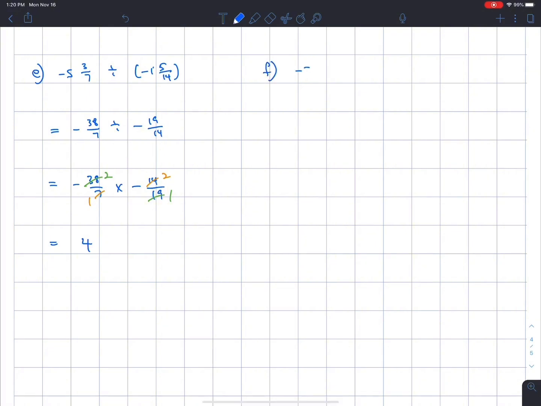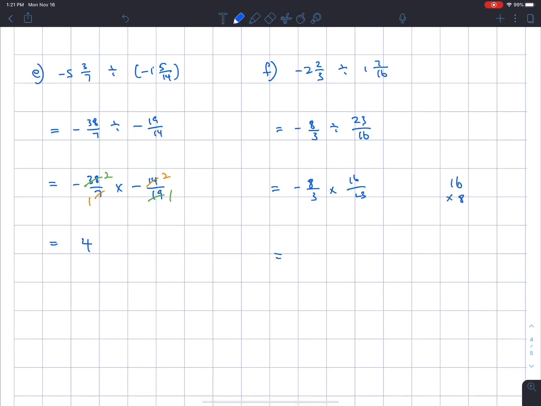F, negative 2 and 2 over 3, divided by 1 and 7 over 16. 3 times 2 is 6, plus 2 is 8, so we get negative 8 over 3. Divided by 16 times 1 is 16, plus 7 is 23. So 23 over 16. And now I just need to change this into a multiplication problem by flipping the second fraction upside down. And there is nothing to simplify here. Yeah, so we'll just multiply them.